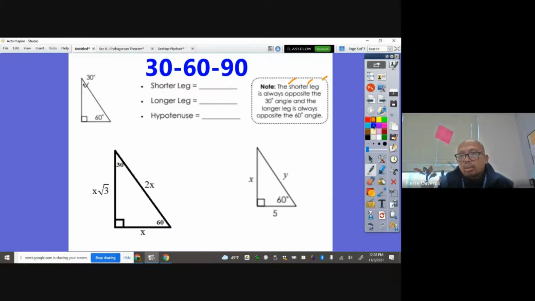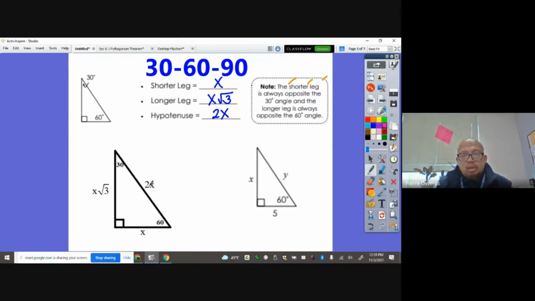So how does the formula work here? The shorter leg is x. Whatever the x here, if you know the side opposite of 30 degrees, you just multiply that by square root of 3, and boom, you get the longer leg, which is opposite to 60 degrees. And for you to find the hypotenuse, you double the shorter leg. You multiply it by 2. Very simple, right? If you know the shorter leg.